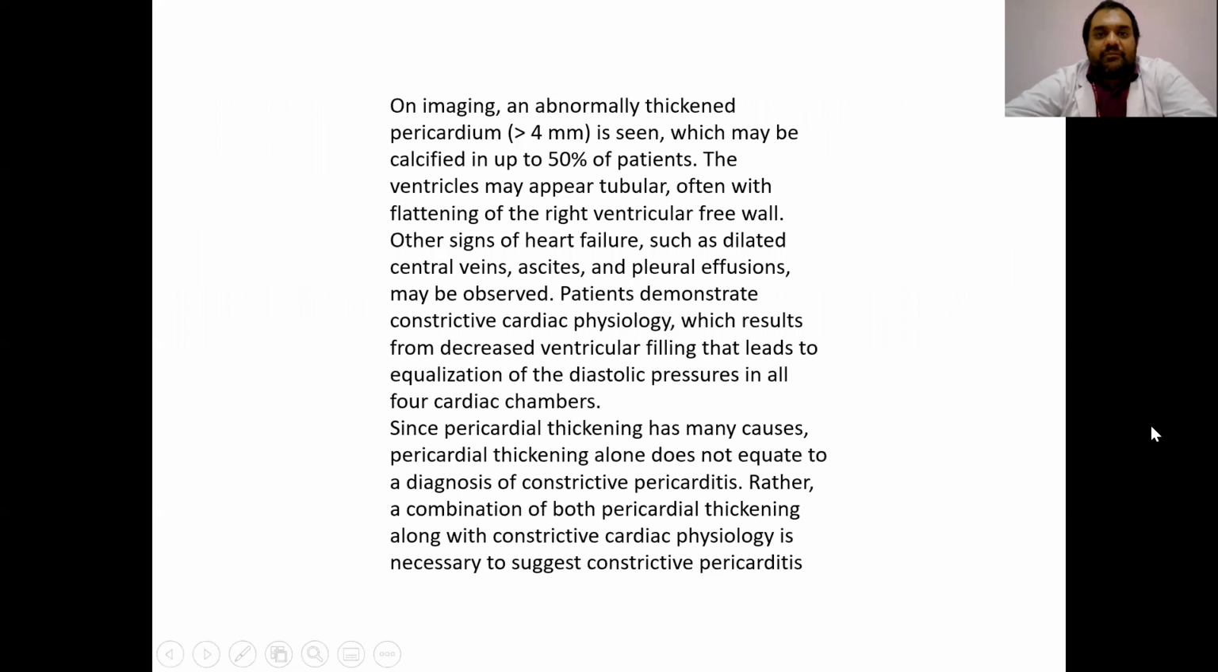On imaging, an abnormally thickened pericardium more than 4 mm is seen, which may be calcified in up to 50% of the patients. The ventricles may appear tubular, often with flattening of the right ventricular free wall. The other signs of heart failure, such as dilated central veins, ascites, and pleural effusion, may be observed. The patient demonstrates constrictive cardiac physiology, which results from decreased ventricular filling that leads to equalization of the diastolic pressures in all 4 cardiac chambers.